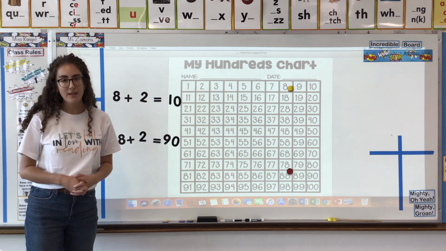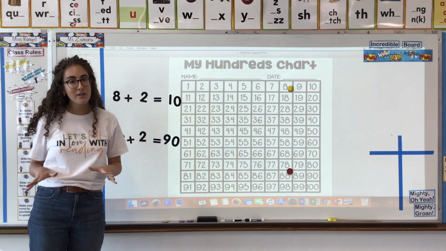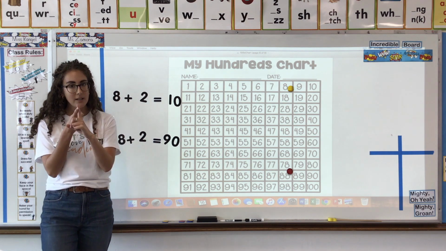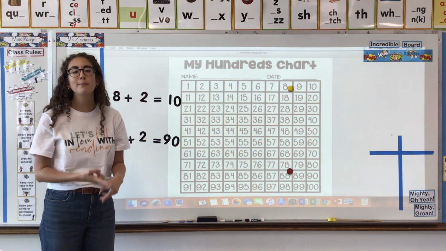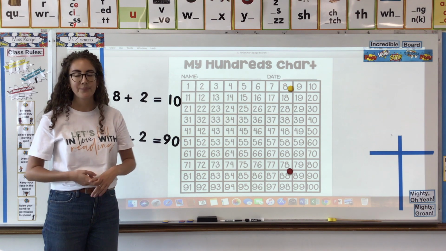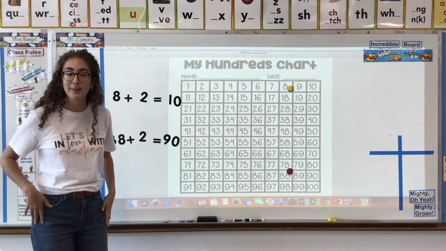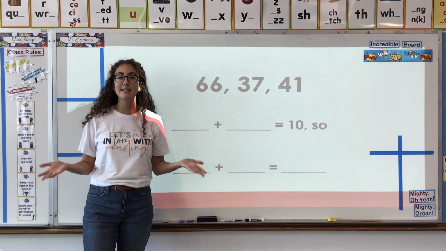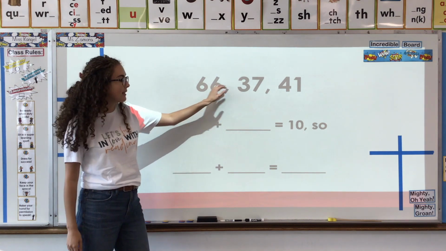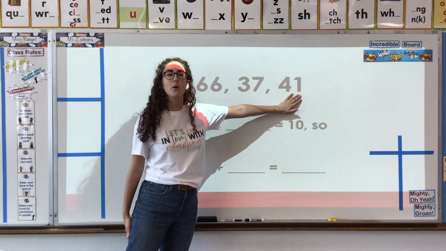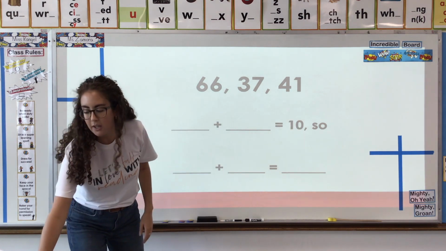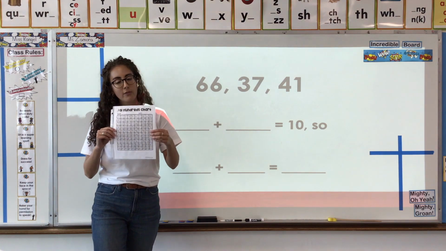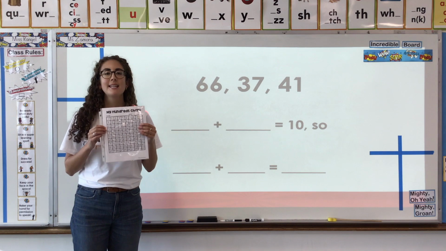So this is how we're using our pairs to 10 knowledge and our super awesome hundreds chart to find the next 10 with numbers. So what you are going to do today is I'm going to give you 3 numbers and you are going to use your pairs to 10 knowledge and your hundreds chart to make the next 10 with these numbers. Okay, let me clear the board and pull it up. So these are the 3 numbers you are going to work with to make the next 10. 66, 37, and 41. You are going to use your place value chart and your pairs to 10 knowledge to solve these.